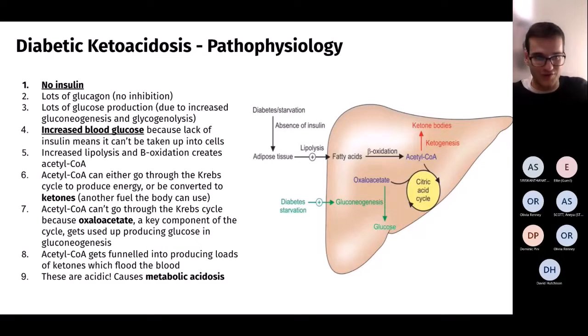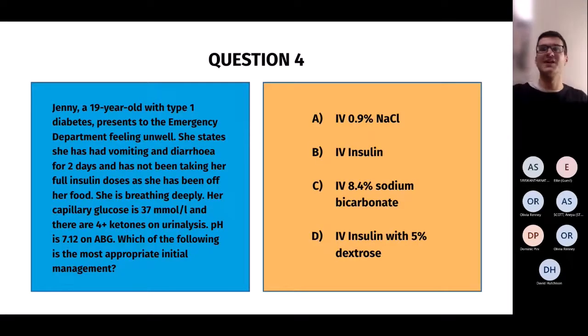So recap: high blood glucose because of lots of glucagon and no insulin. Lots of glucagon produces lots of glucose. It also causes fats to be broken down to produce acetyl-CoA. Acetyl-CoA gets funneled into producing loads of ketones, which are acidic, because acetyl-CoA can't go to the Krebs cycle as oxaloacetate has been used up producing glucose because of glucagon. It's all a bit complicated, but it's on this slide for people to read up again. We can always go over it again later if we need to.